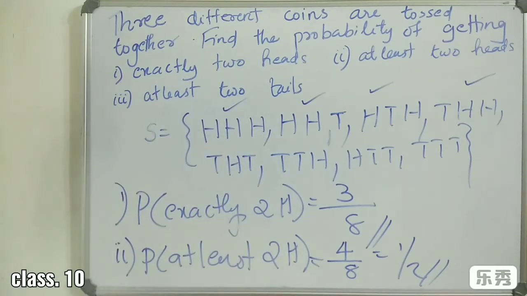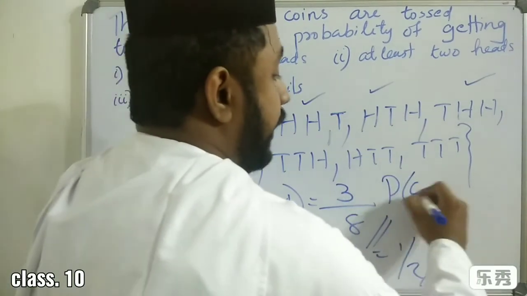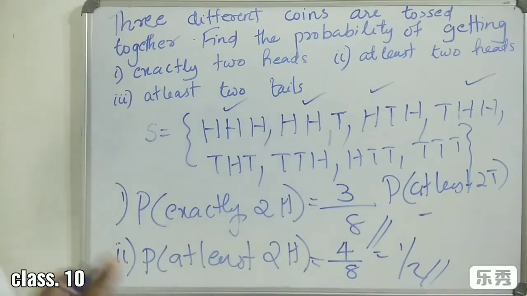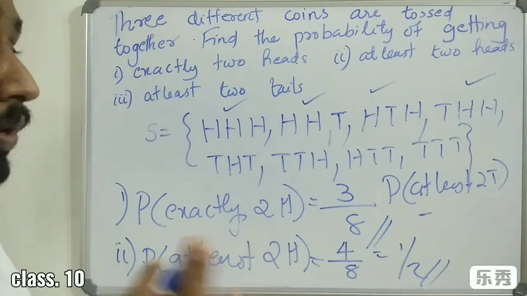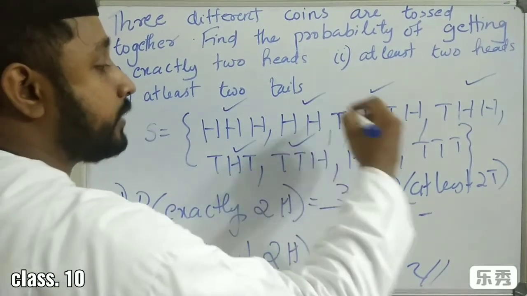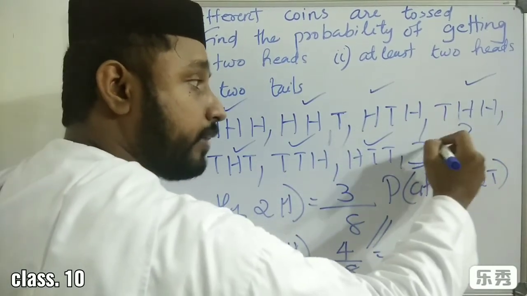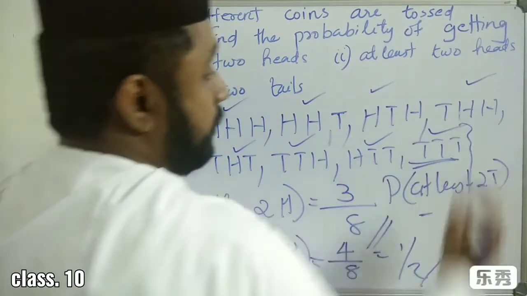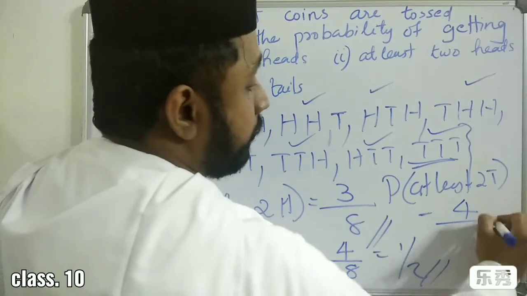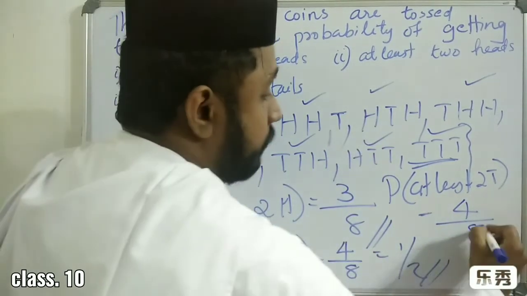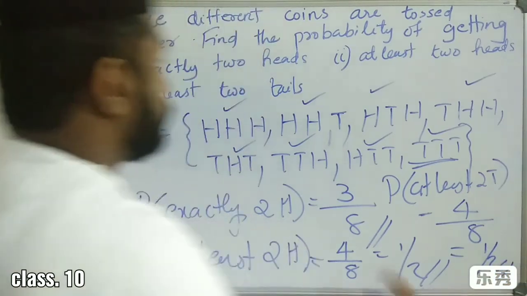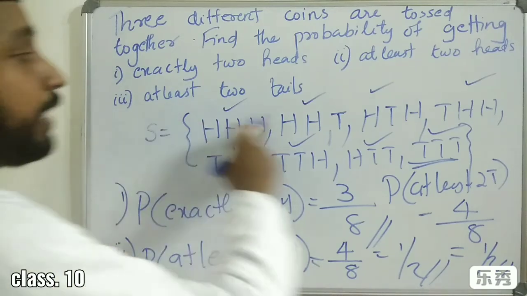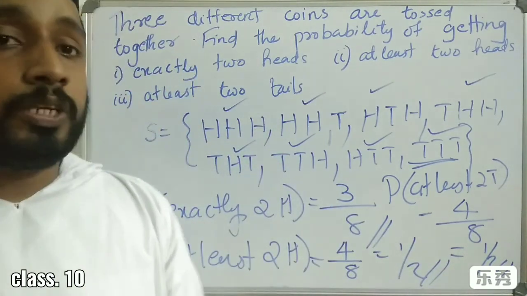Last question, at least 2 tails. Probability of at least 2 tails. At least 2 tails means we should have 2 tails. 3 is not a problem. So here 2 tails, here 2 tails, here 2 tails, here also 2 tails. 3 tails are there. We need only 2. 3 is there, no problem. So total 4 cases. So 4 favorable outcomes divided by total 8 outcomes. So 4 by 8, which is also 1 by 2. So probability of exactly 2 heads is 3 by 8, at least 2 heads is 4 by 8, at least 2 tails is 4 by 8, which is equal to 1 by 2.